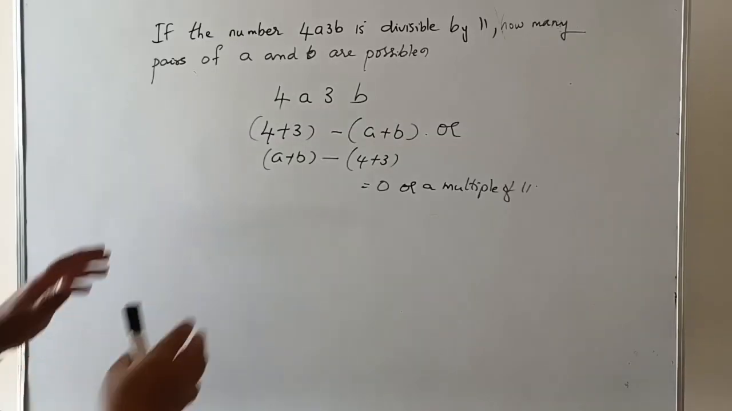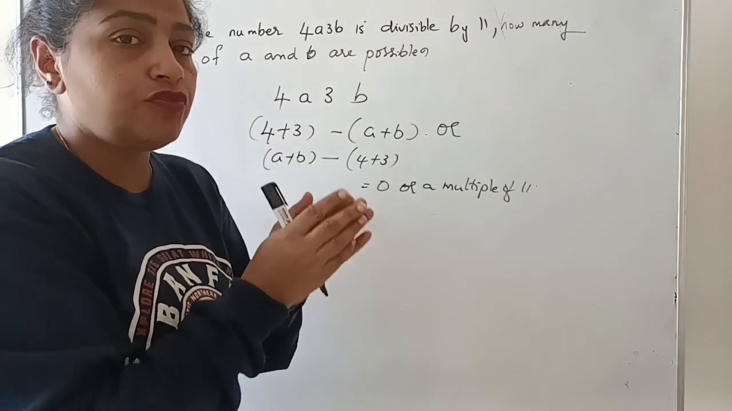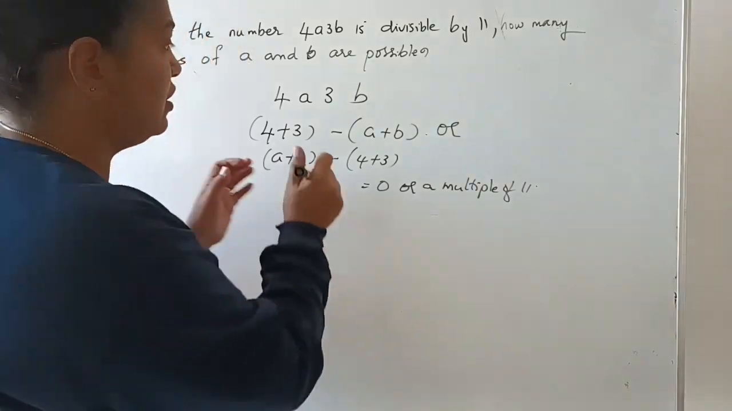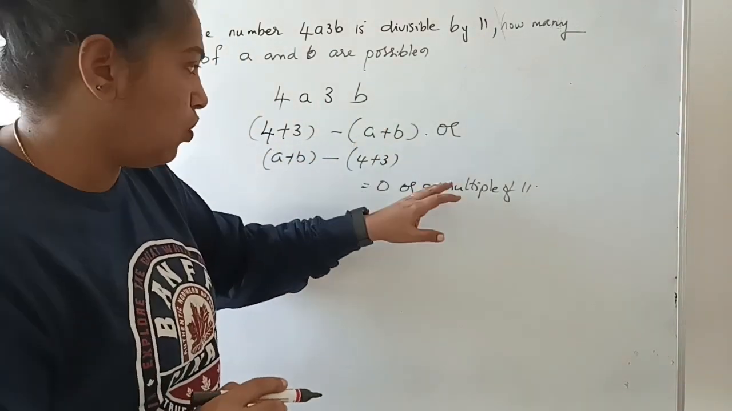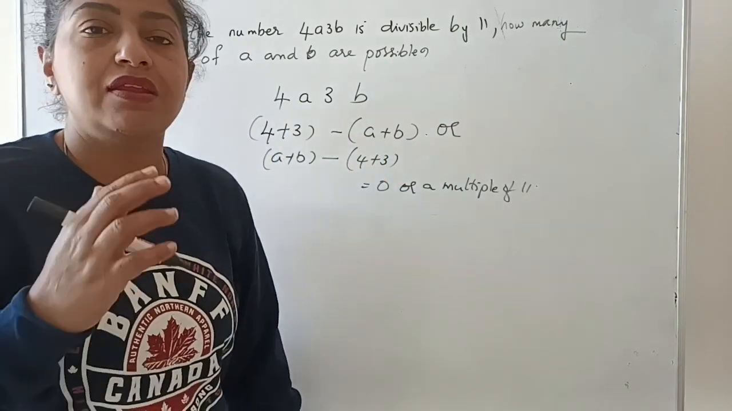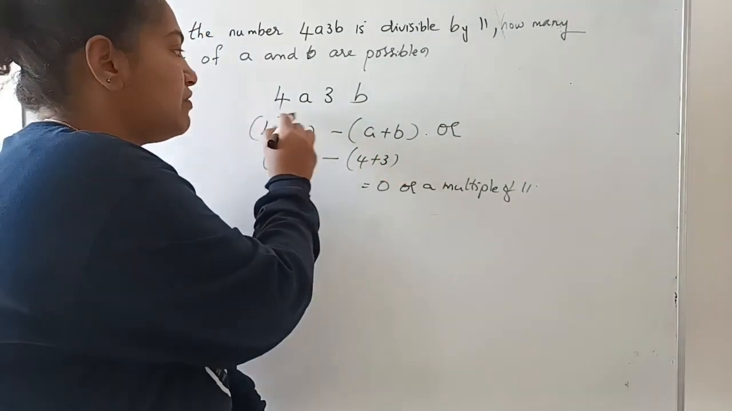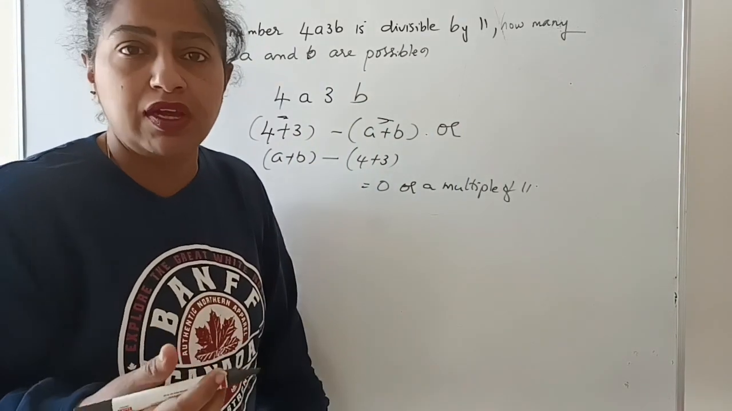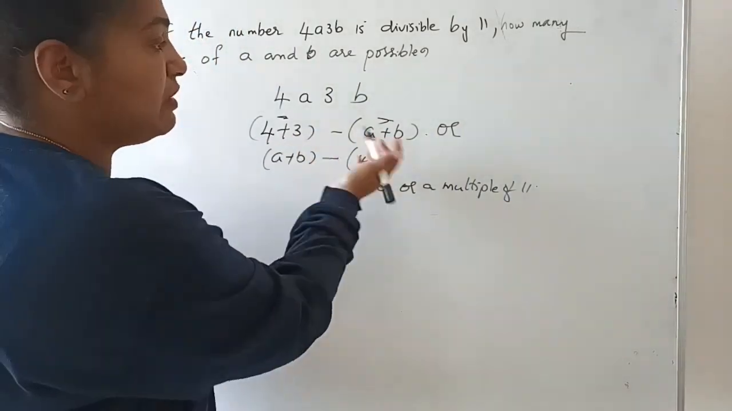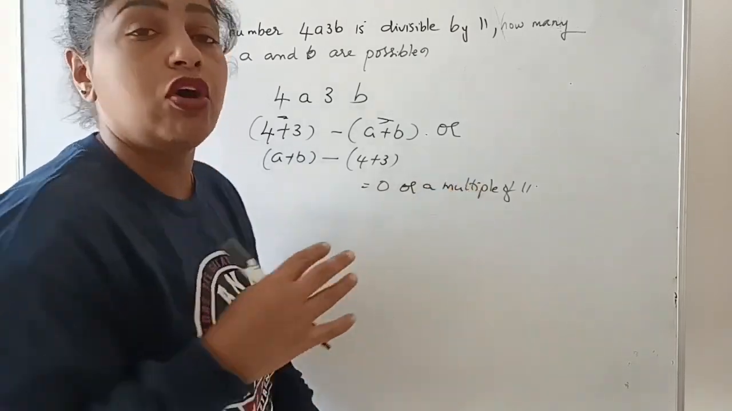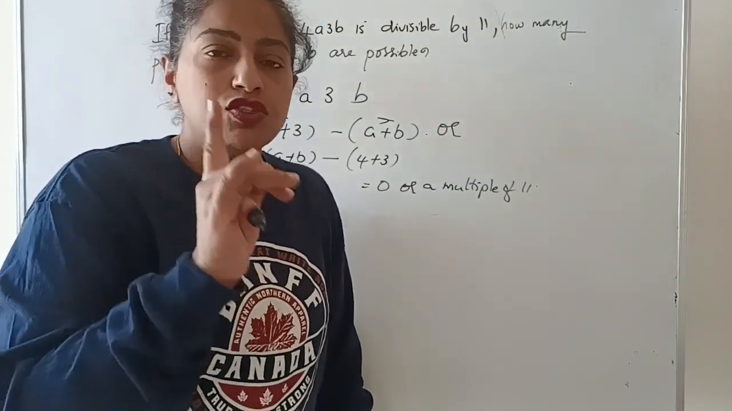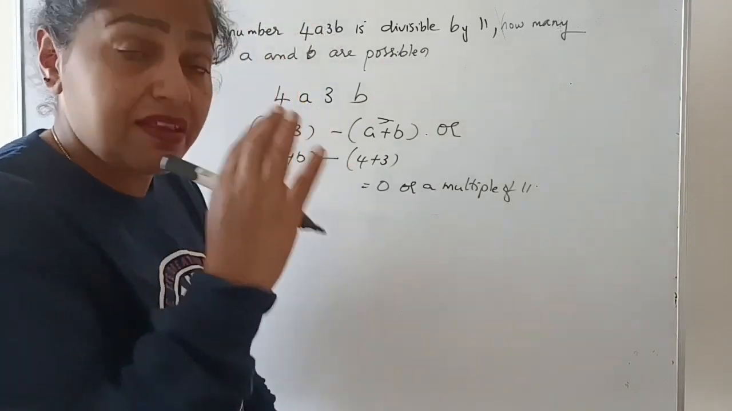Here I have written down the condition for this number to be divisible by 11. I have taken 4 and 3. So, 4 plus 3 minus a plus b, or a plus b minus 4 plus 3. The reason being, I don't know which is the larger value, so I have to consider both possibilities. So, 7 minus a plus b or a plus b minus 7 has to be equal to 0 or a multiple of 11. I will take it case by case.